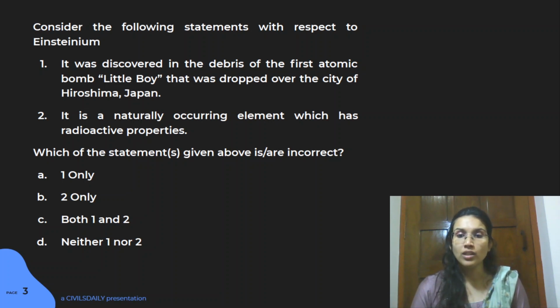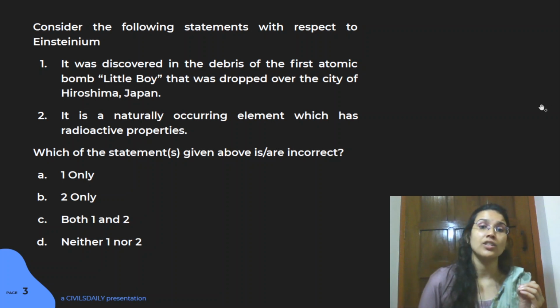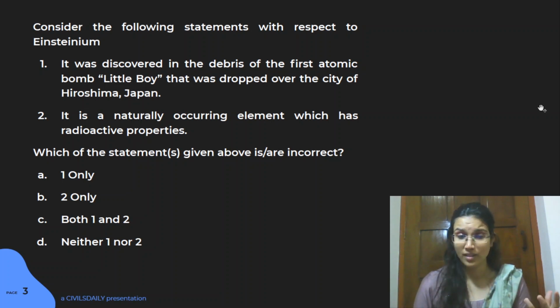Now be very careful about whether the question asks you whether it is correct or incorrect. So that is very important. So you have to identify which are incorrect statements. So the answer to this particular question is that both of them are incorrect.